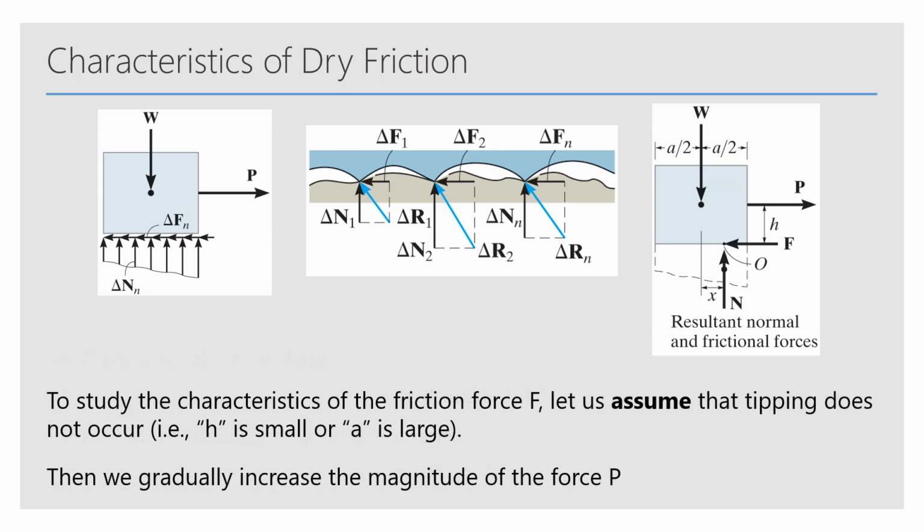For these studies, we're going to assume for now that tipping does not occur, which means we're going to either assume that h is small or that a, which is the width of the box, is large. If we have a really long object and you try to push it, it won't tilt over because of that large length of the object.